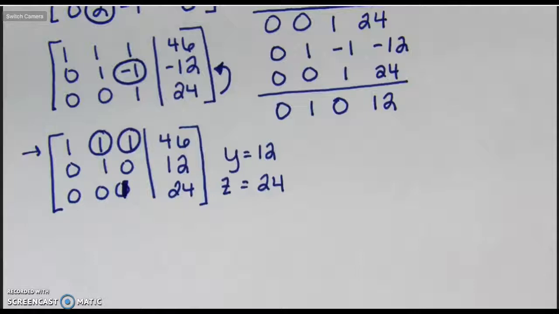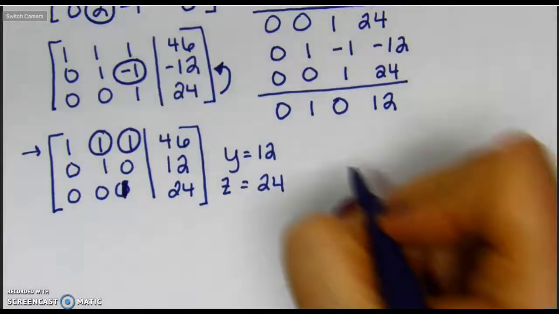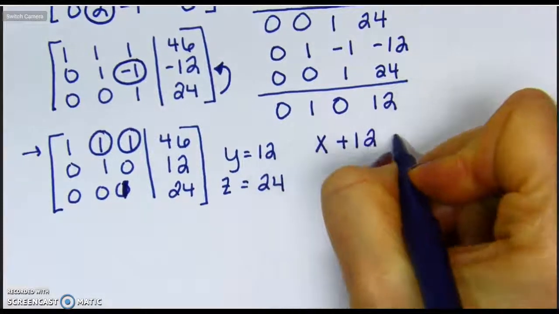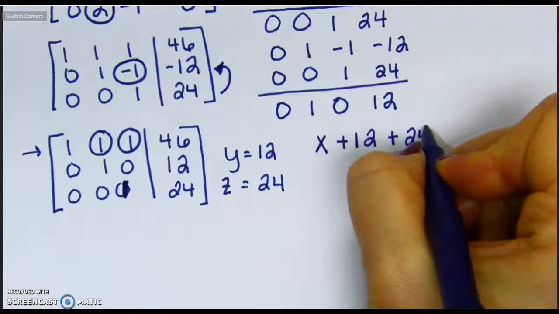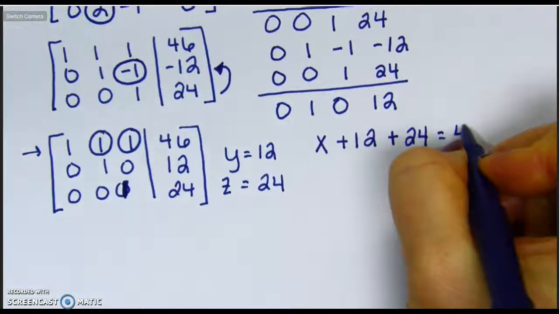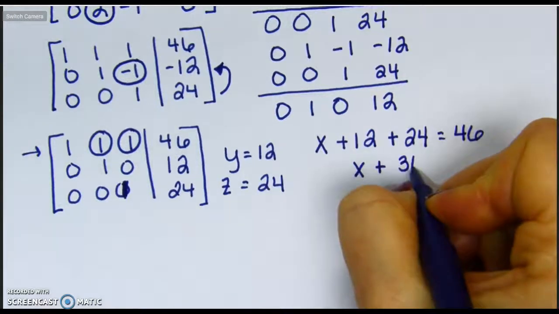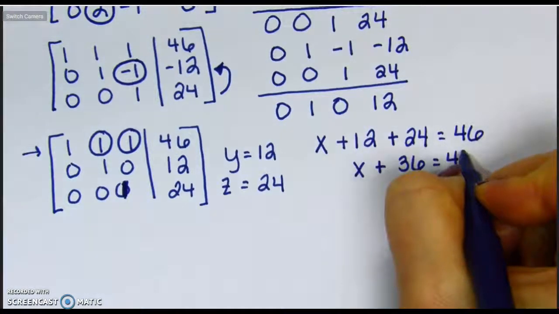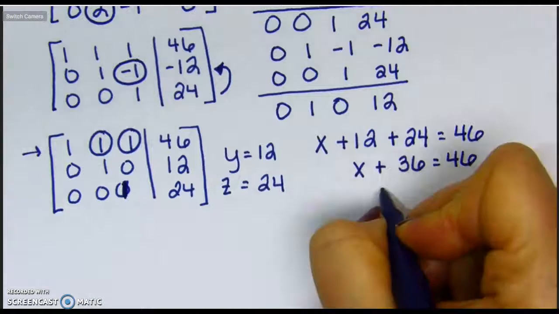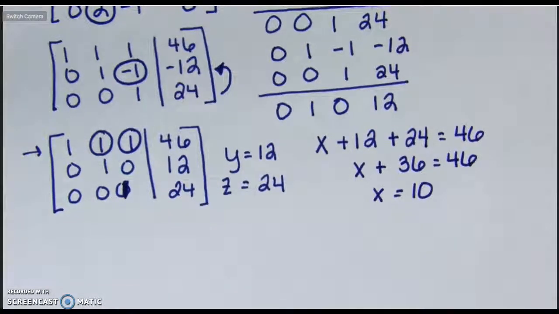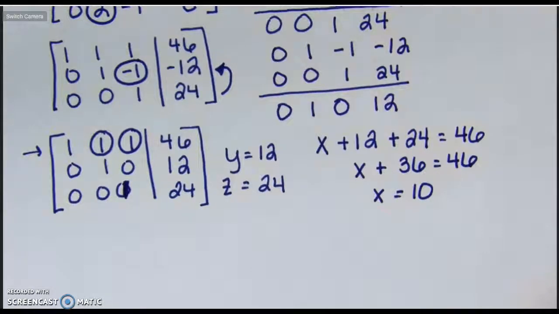So let's identify what x might be. I have x plus 1y of 12 plus 1z of 24. We know that has to equal 46. So x plus 36 is 46. When we subtract, we see that x equals 10. So that was a little simpler than manipulating our matrix.